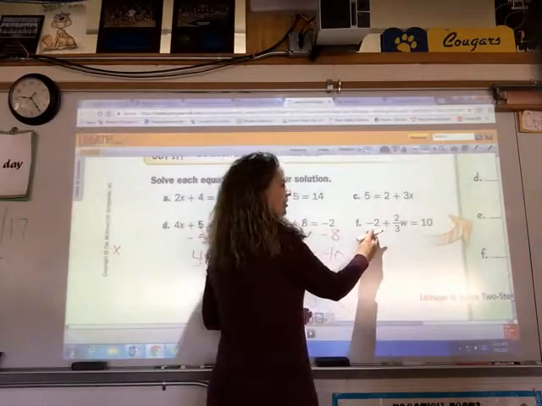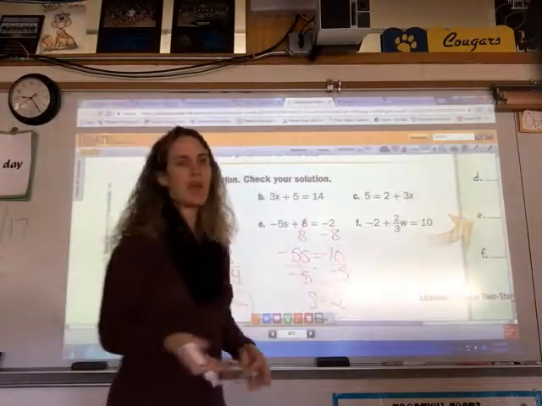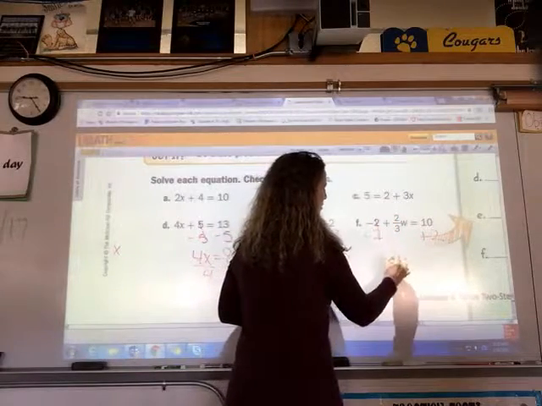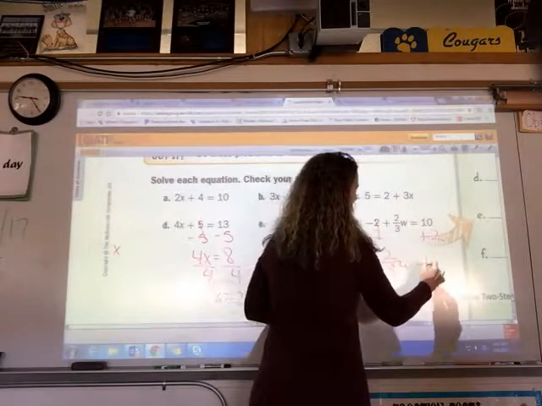I'm adding a negative 2. The opposite of adding a negative 2 would be to add a positive 2. So I'm going to add a positive 2 to both sides. So 2/3 W will equal 12.